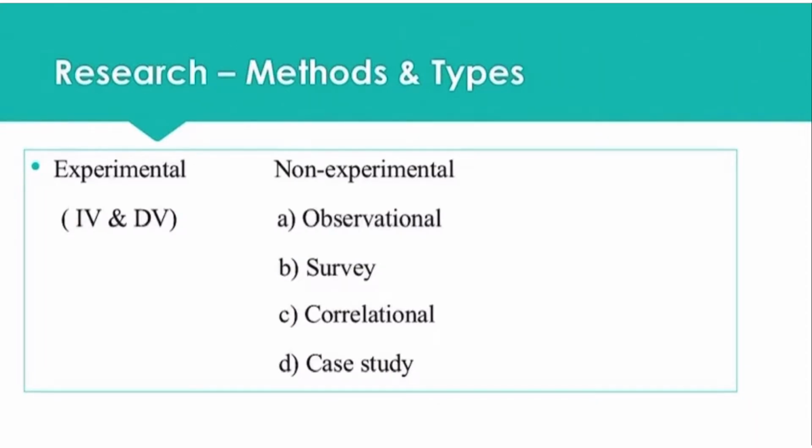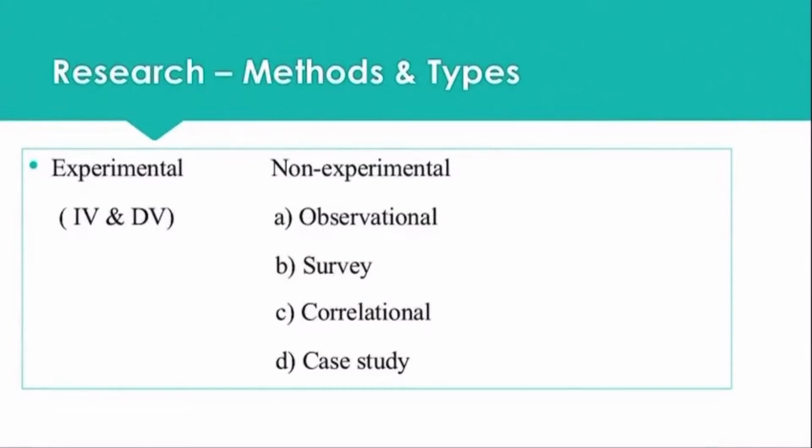We'll see methods of research. For better understanding, we can classify it into two categories: experimental method and non-experimental methods. In experimental method, what we do is that there will be two variables: independent variable and dependent variable. Independent variable is the one over which the researcher has full control. The researcher can manipulate this independent variable at any point throughout the research. And why is the researcher doing that? To see the effect of independent variable on the dependent variable.